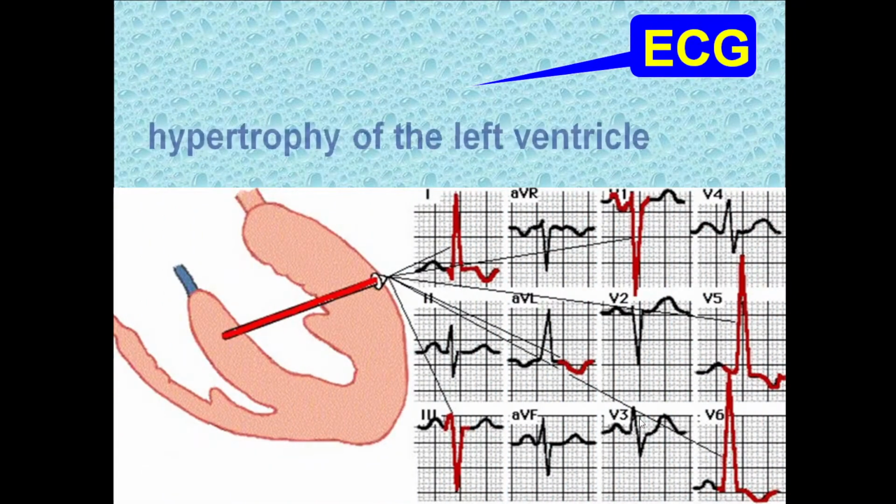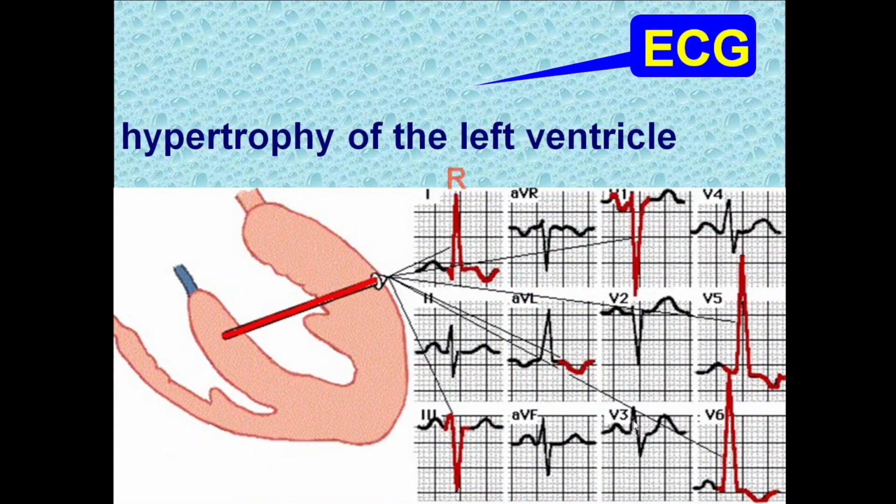On ECG, we reveal signs of hypertrophied left ventricle. Electrical axis deviates to the left. We record deep S wave in third and high R wave in first standard lead. And high R wave in fifth, sixth chest leads, which becomes higher than in fourth, which is characteristic for overloading left ventricle. Normally, the highest R wave in chest leads must be recorded in V4.